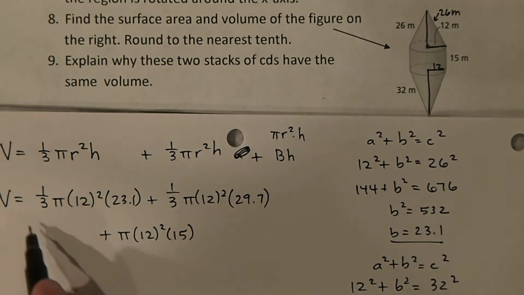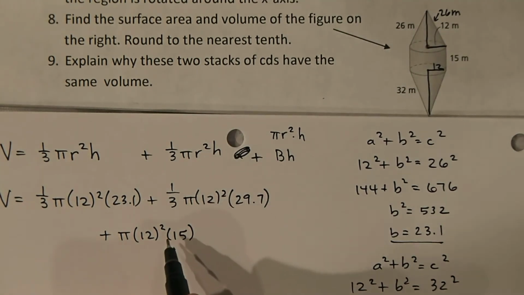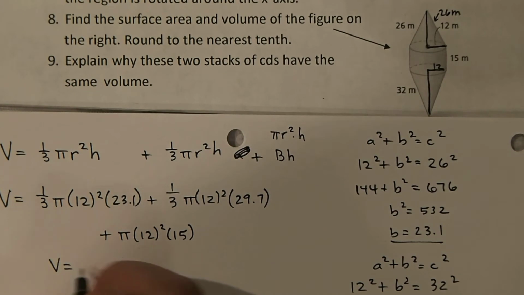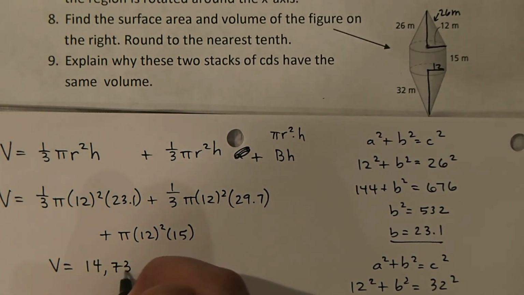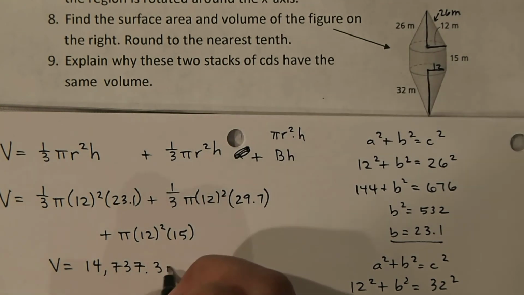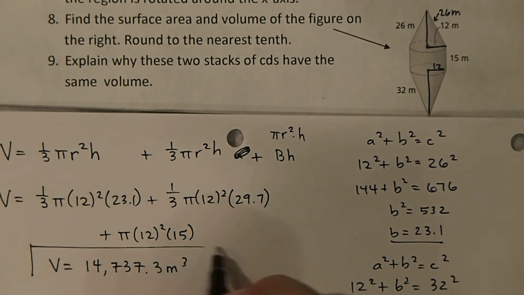So now we can add all 3 of these, the 2 cones and the cylinder, and we will get a volume of approximately 14,737.3 meters cubed.